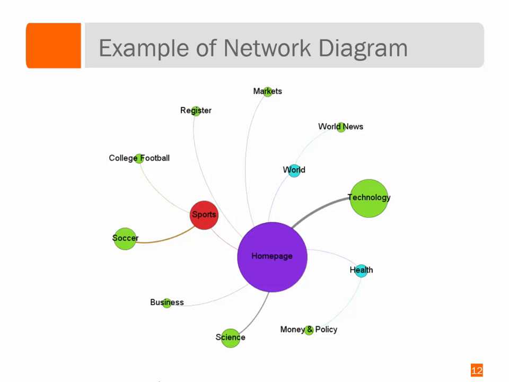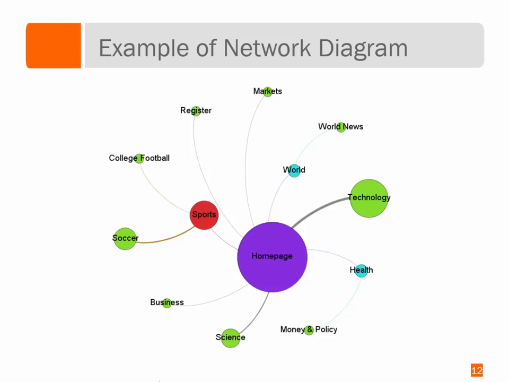So here's an example of a network diagram in Gephi. We'll see here at the center is our home page, and as I mentioned to you, we're visualizing a network diagram of a particular website and its relationships. Here we have the home page at the center. It has relationships with other pages: technology, world, markets, register, sports, business, science. And so you get a sense of how these relationships are formed.